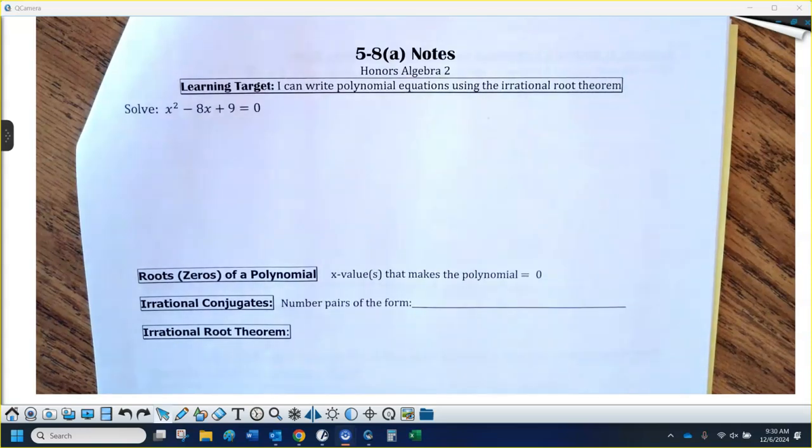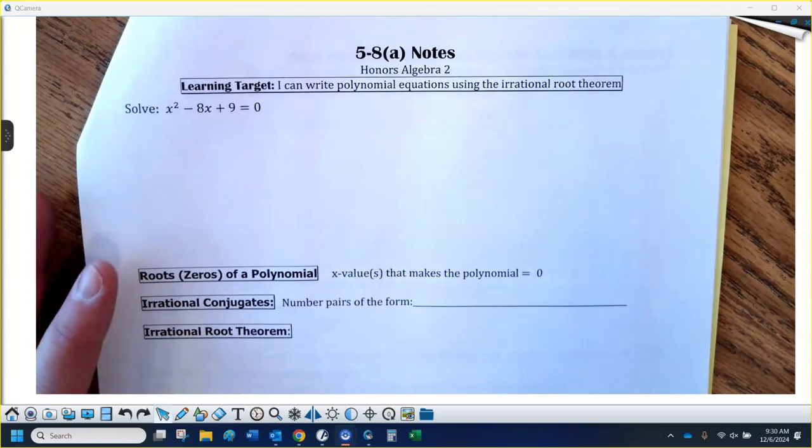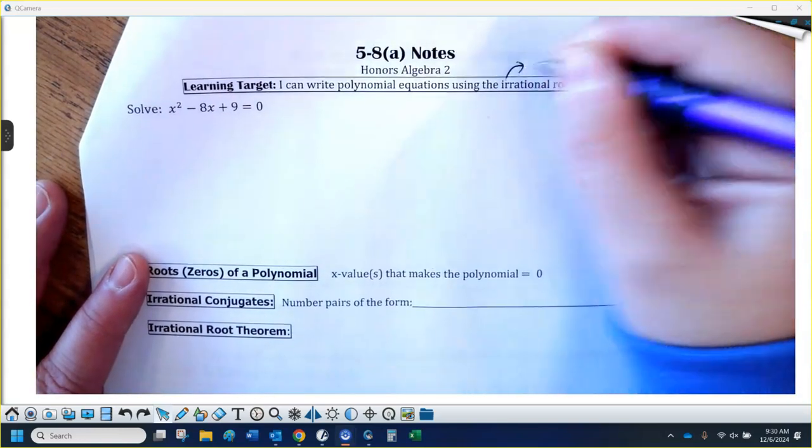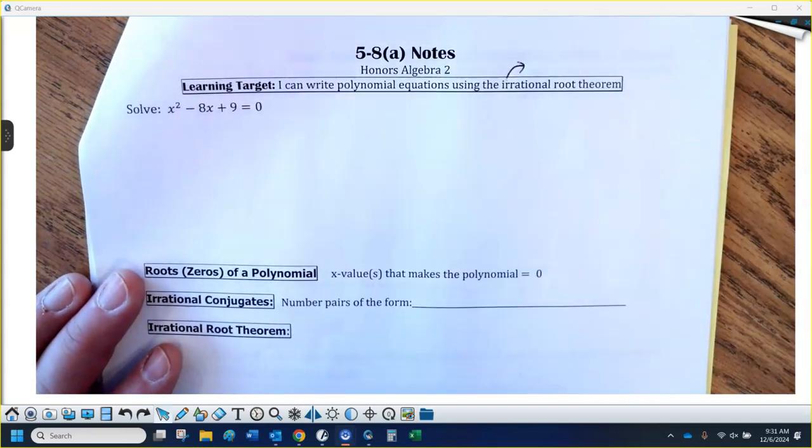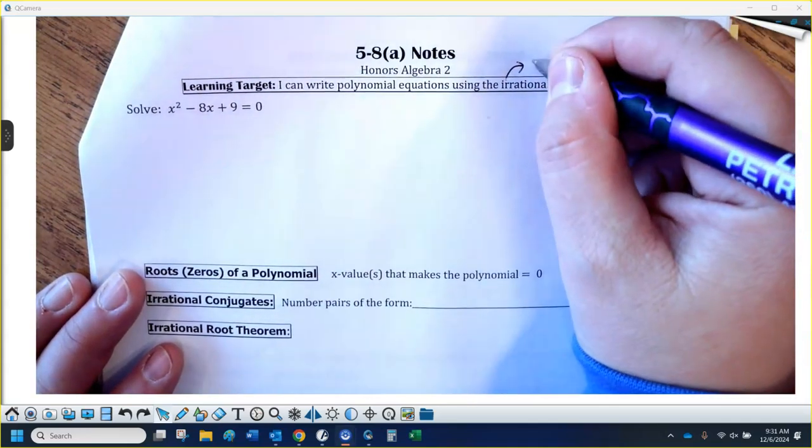Today we're going to work with what's called the irrational root theorem. Does anybody know what it means if a number is irrational? Goes on forever with no pattern. Okay, so this is going to be some nasty decimal. You've seen a bunch of these on the graphs in the last couple of days.